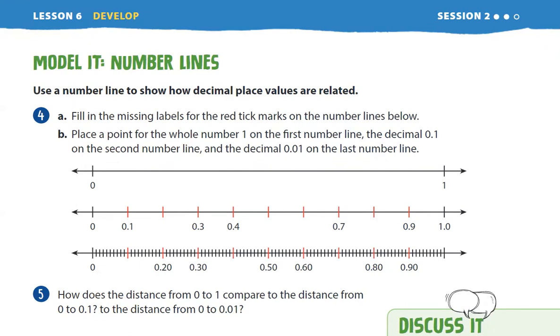Number 4. Use a number line to show how decimal place values are related. A. Fill in the missing labels for the red tick marks on the number line below. Okay, I can do that. So we have 0.1, 0.2, 0.3, 0.4, 0.5, 0.6, 0.7, 0.8, 0.9, and there's no, they didn't put 0.10, did they? No, they did not. It's just 1. 10/10ths is 1.